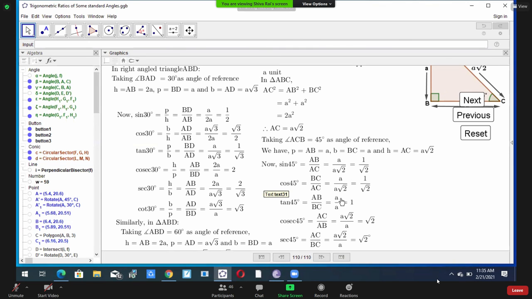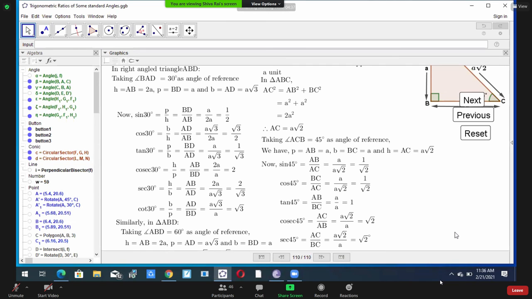Cos 45 degree is equal to B upon H. BC is the base, and H means hypotenuse AC. So A upon A root 2, and A and A we can cut. Cos 45 degree is 1 by root 2, sin 45 degree is also 1 by root 2. Tan 45 degree means P upon B. P is A, B is also A. So A divided by A is 1.